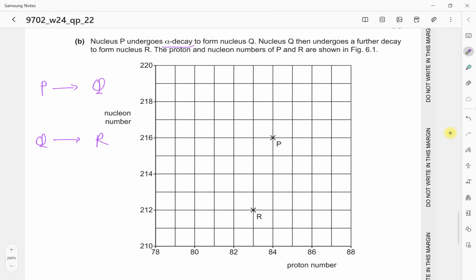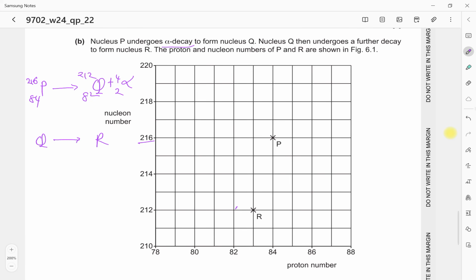So starting with P, nucleon number is 216, proton number is 84. Then it is giving us an alpha particle, so this is plus alpha, which is 4, 2. So here the nucleon number will be 212, and the proton number will be 82.